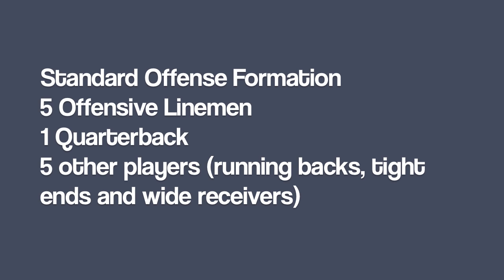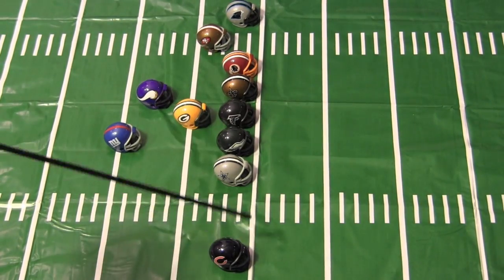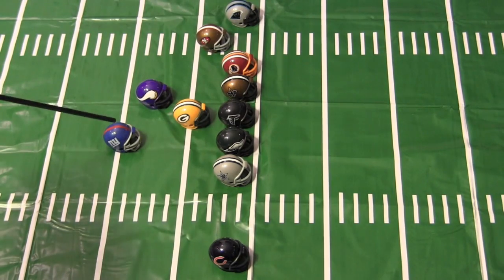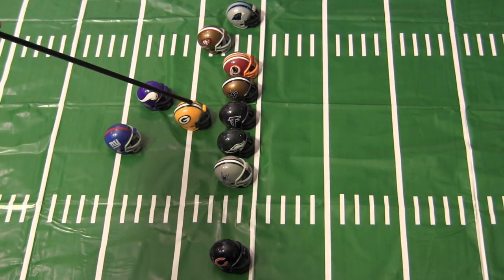A typical formation will have 5 offensive linemen, 1 quarterback, and 5 other players who are usually some combination of running backs, tight ends, or receivers. The combination depends on the play that the offense is running. In this particular play, the team is running a play with 2 receivers, a tight end, a running back, and a fullback, in addition to the offensive line and the quarterback.